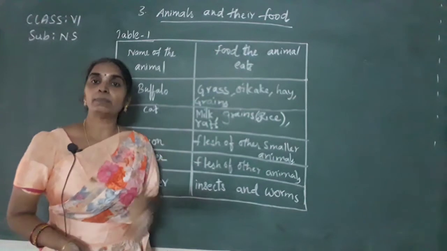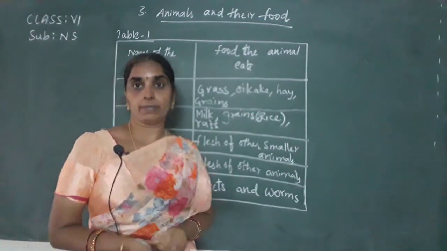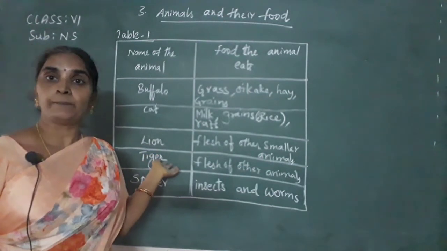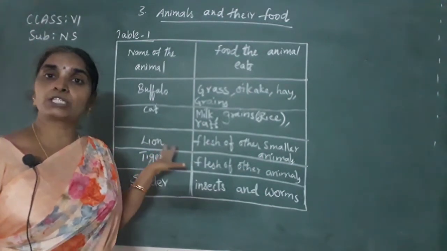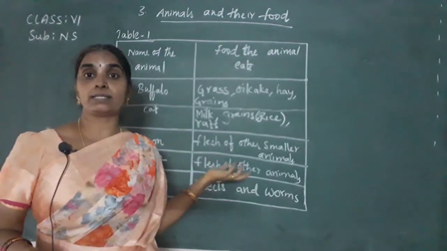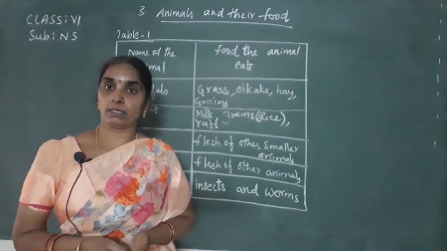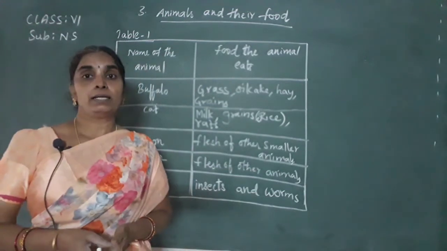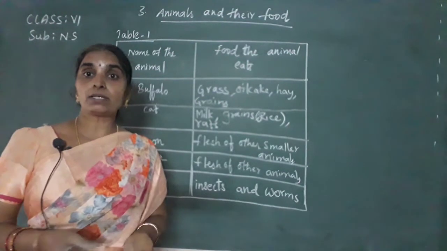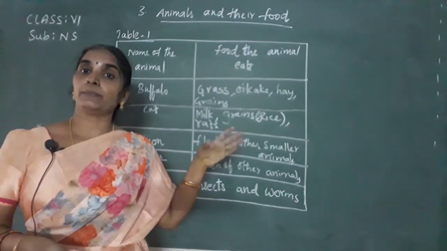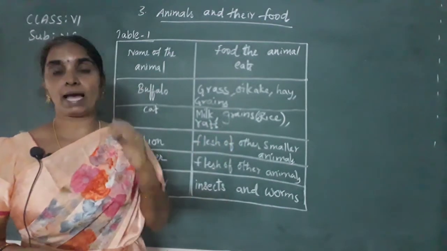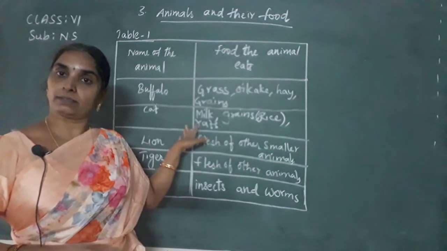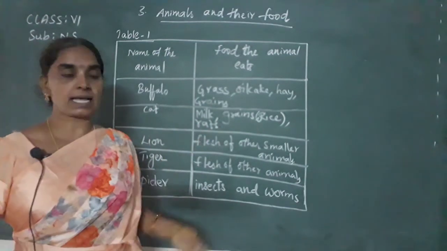And some animals eat the flesh of other animals like lion, tiger, wolf, cheetah. So these are the animals which live in forest and they depend on the flesh of other animals mostly, isn't it? And next, there are certain animals like cat, birds like hen, dog. These animals eat plant products and also animal products. So what are they called? We'll see in next classification.